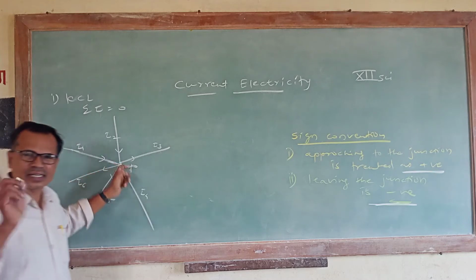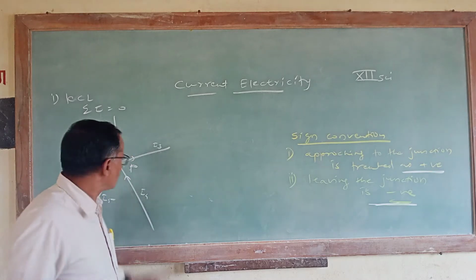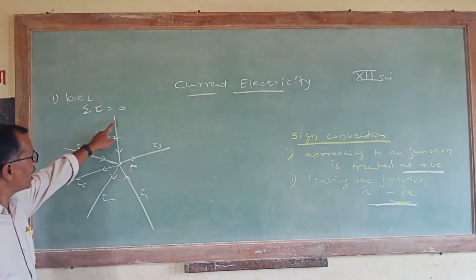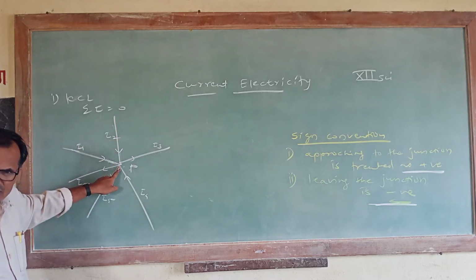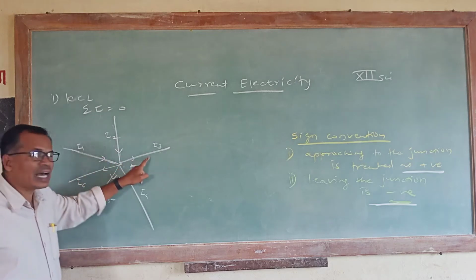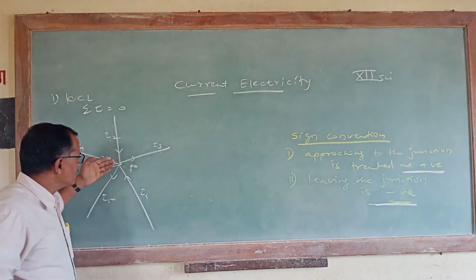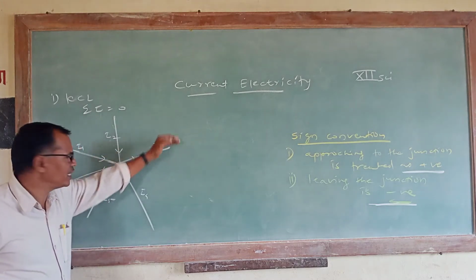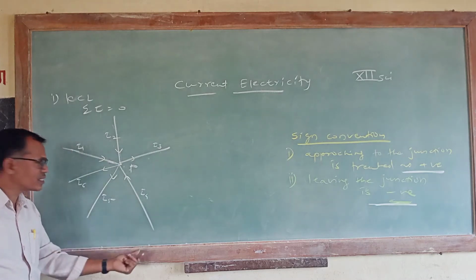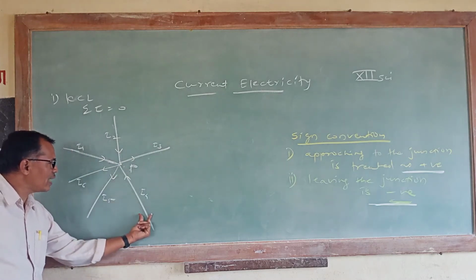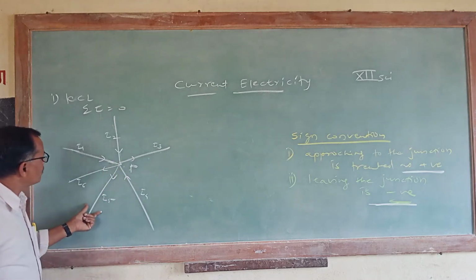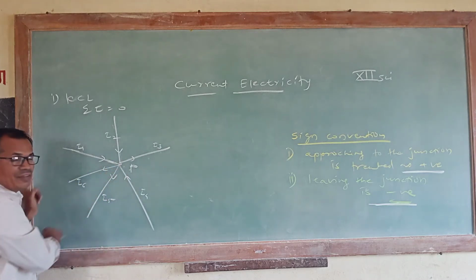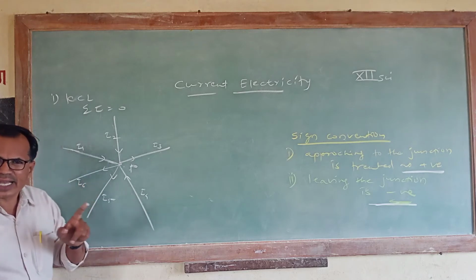The incoming currents are treated as positive. So you can consider I1 is positive. Again I2 is incoming, it is going to the junction, so it is positive. The current I3 is outgoing, it is leaving the junction, so I3 is negative. The current I4 is entering, it is approaching the junction. It is incoming, so it is positive. And I5 and I6 both are leaving the junction, so they are treated as negative.